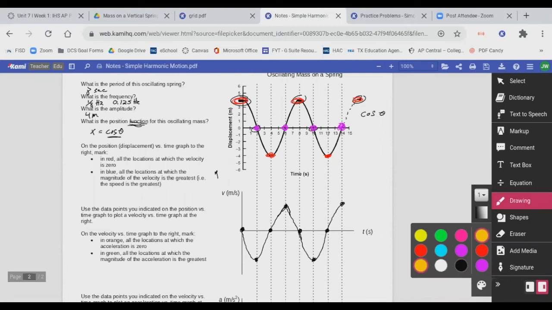Let's see, the acceleration is 0 here. The acceleration is 0 at 6 seconds, at 10 seconds, and at 14 seconds. Mr. Watley, yes. I thought the acceleration was 0 at the equilibrium.